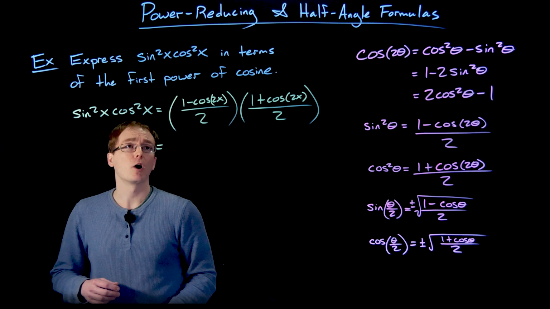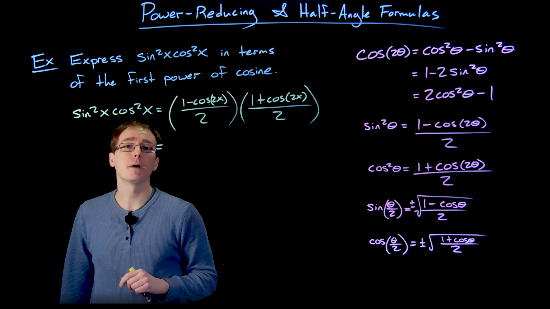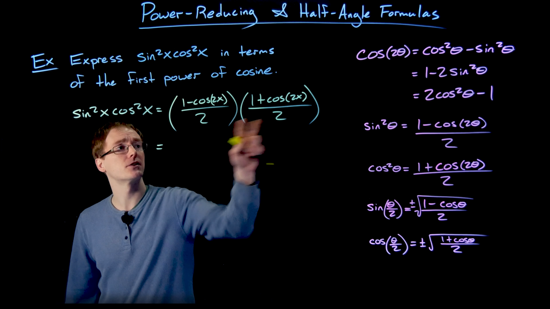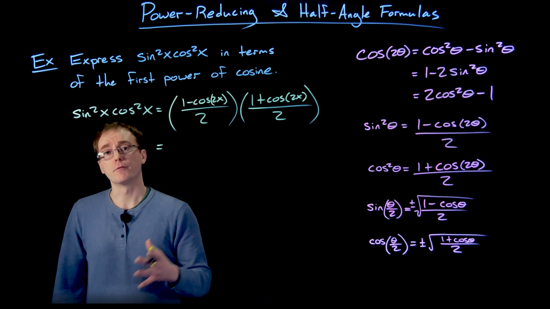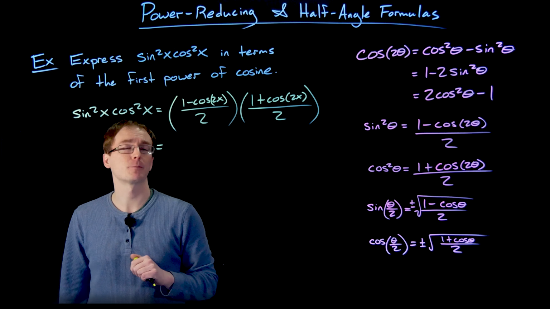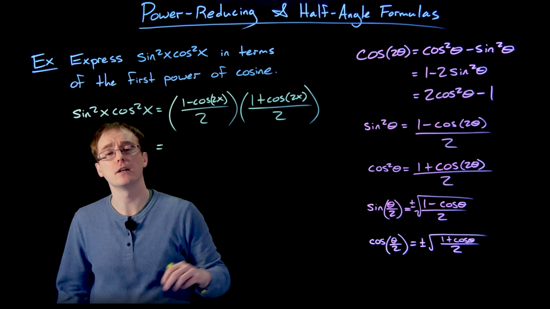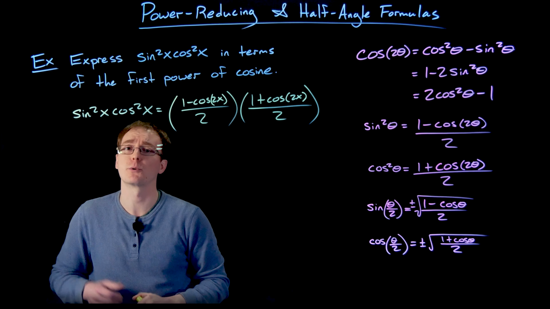Alright, so we know from our power reducing formulas that sine squared of x is the same as 1 minus cosine of 2x over 2, and cosine squared of x is the same as 1 plus cosine of 2x all over 2. But unfortunately, this does not accomplish our goal because we haven't actually written it in the first power of cosine. Sure, we see cosine not raised to some powers here, but if we expand this out, it would give us a cosine squared power, so we're not quite done.